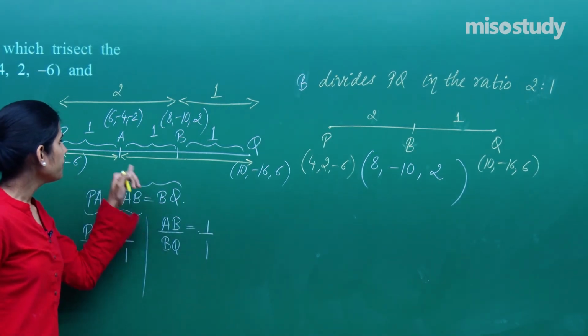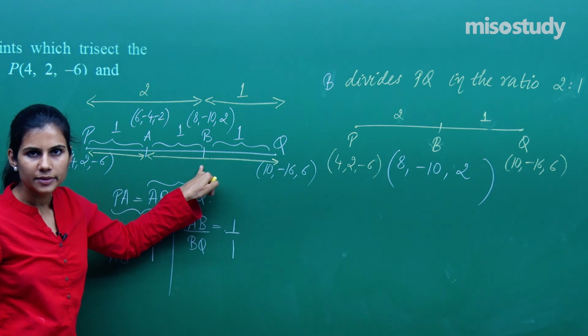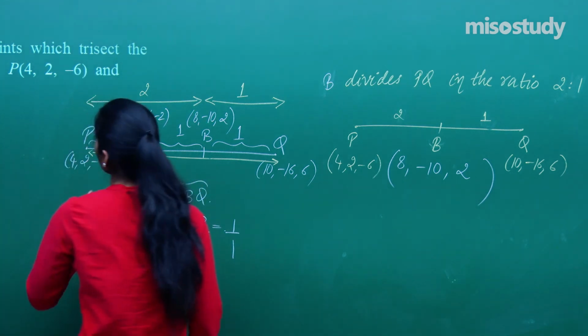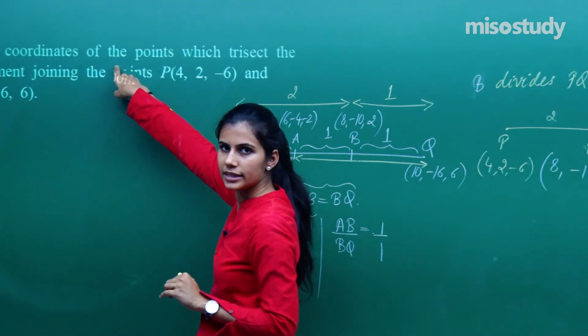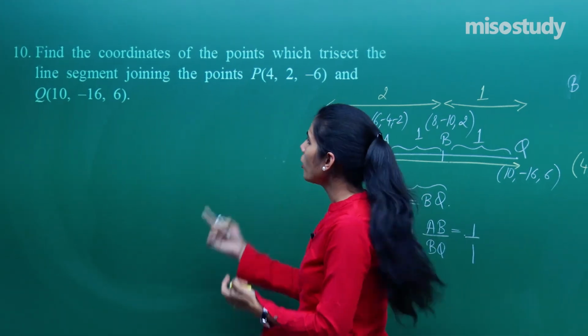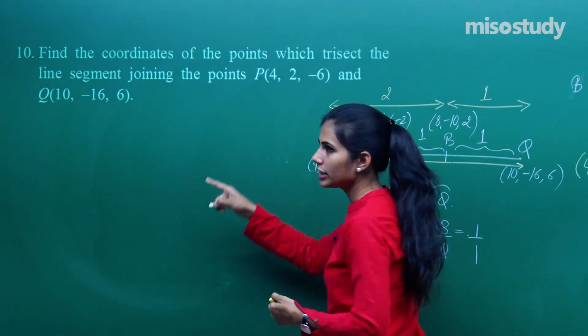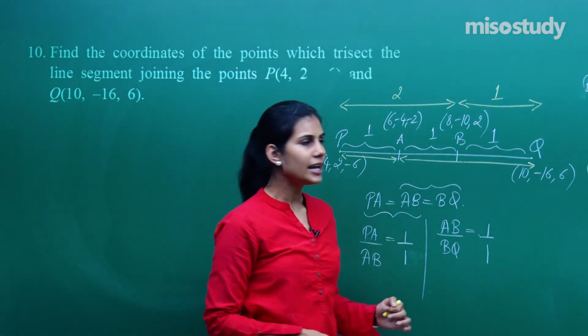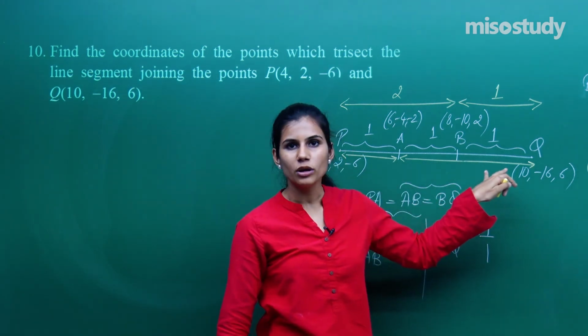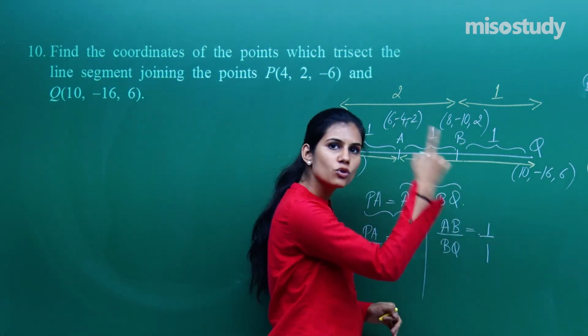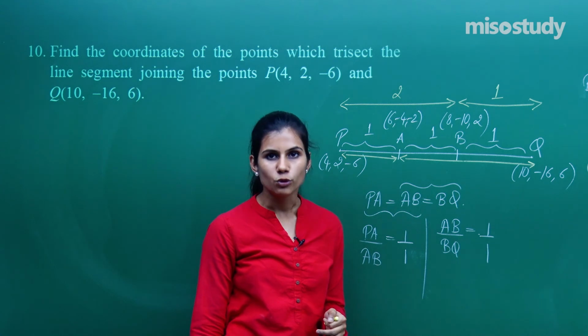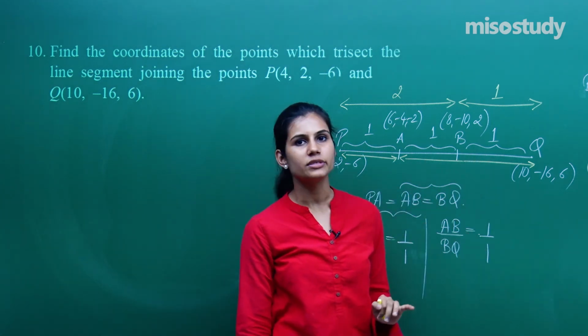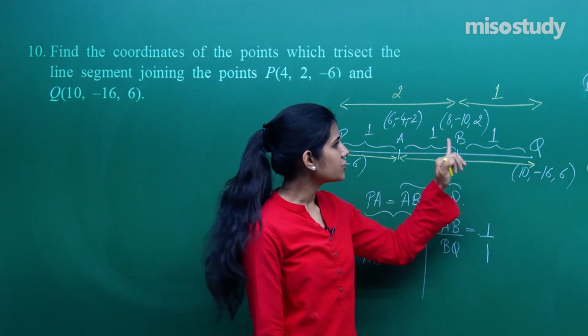So that's how I have got the coordinates of those 2 points. There cannot be more than 2 points. The question did not say find the coordinates of 2 points. It just said find the coordinates of the points which are trisecting the line segment joining P and Q. In order to trisect a line segment, that is divide it into 3 equal parts, I need 2 points. So I have calculated the coordinates of those 2 points which are trisecting my PQ segment in the ratio 1:1:1.